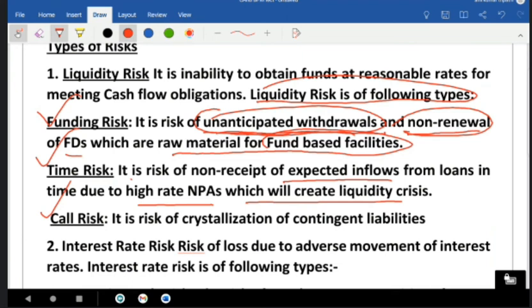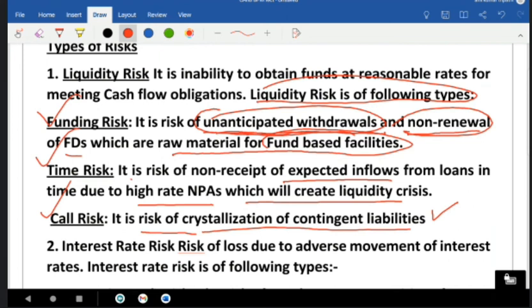Call risk is the risk of crystallization of contingent liability. What are the contingent liabilities? Your LCs, your bank guarantees. These are contingent liabilities. If they are rising, that is called call risk.